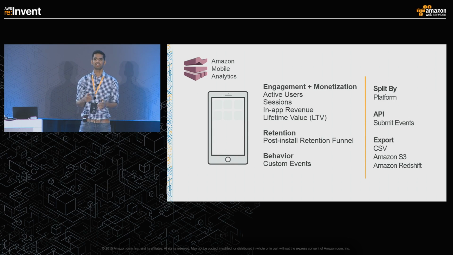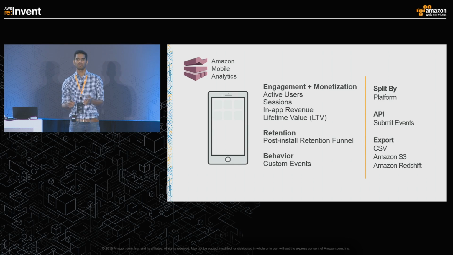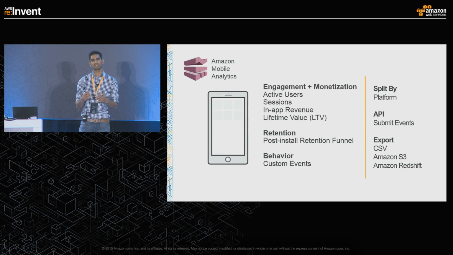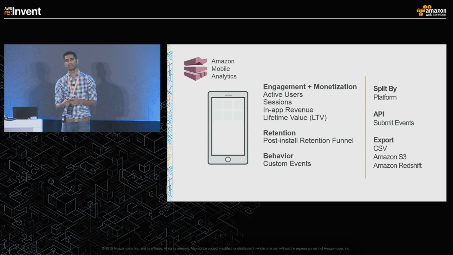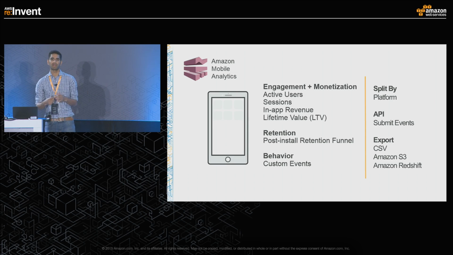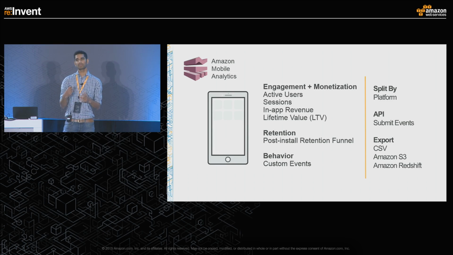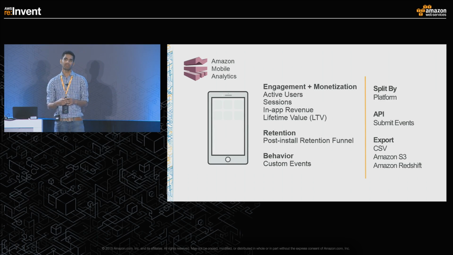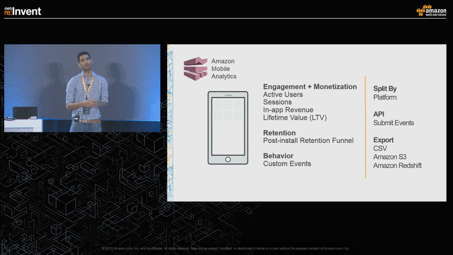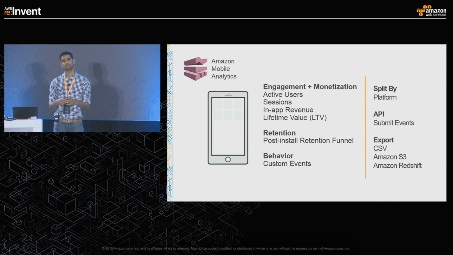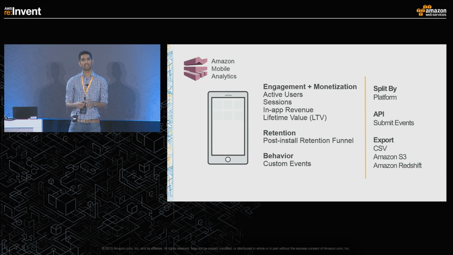You could slice and dice this data by platform. You could see trends differentiated by how your app is doing in iOS versus Android. You could also submit events through API. We have powerful APIs built for you in case that is what you prefer. And we enable you to download all of this data in the form of CSVs or export all of this data to Amazon S3 and Amazon Redshift.